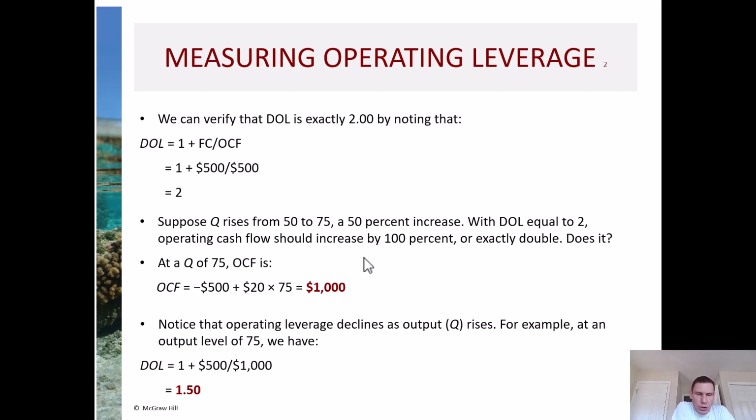With DOL equal to 2, operating cash flow should increase by 100%, or exactly double. So let's make sure it does. At a quantity of 75, OCF is going to be minus the 500 fixed cost, plus the 20, think of that as contribution margin, times the 75, and there it is, we get the 1,000. Now notice that operating leverage declines as output Q rises. For example, at an output level of 75, DOL equals 1 plus the 500 over the 1,000, and now of course we've decreased it to 1.5.